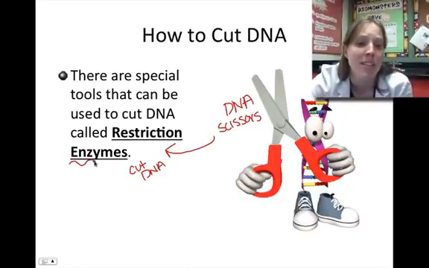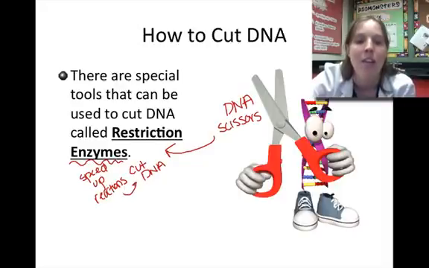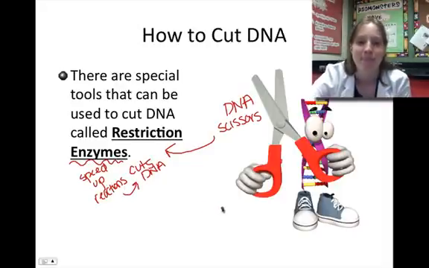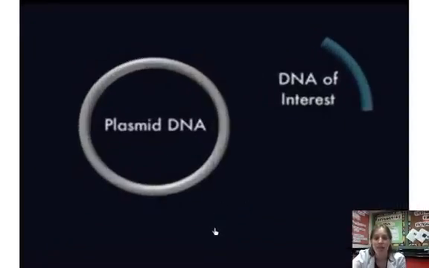Remember this word enzymes, we've seen that before. Enzymes are molecules that speed up, that catalyze chemical reactions. So in this case, a restriction enzyme is a molecule that speeds up a reaction that cuts DNA. So let's take a look at how this works.